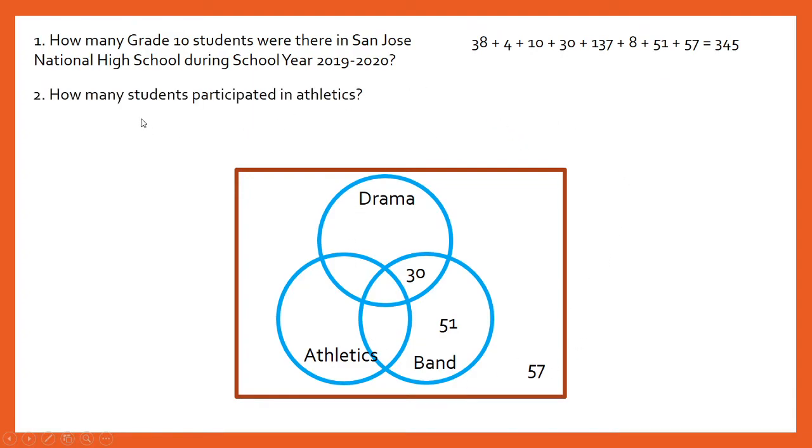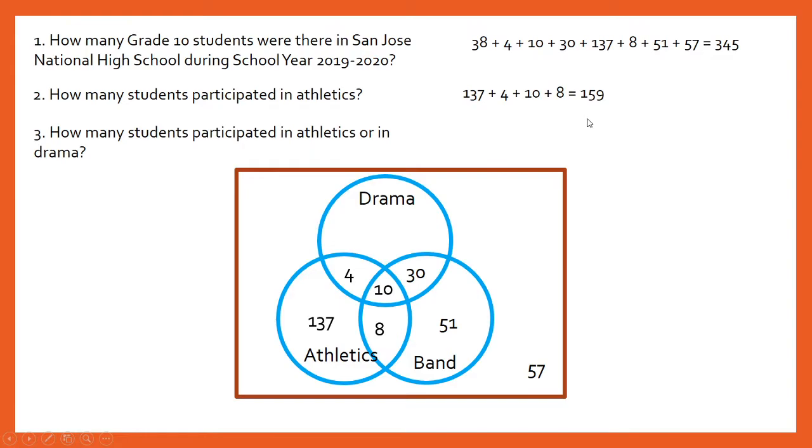Next, how many students participated in athletics? We are just going to add all the numbers inside this circle that belongs to athletics. And these are 137 plus 4 plus 10 plus 8. And that is equal to 159.